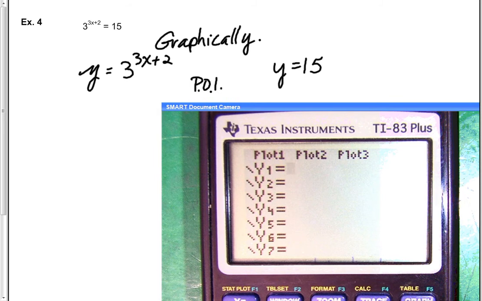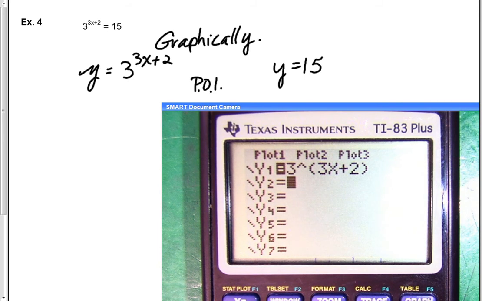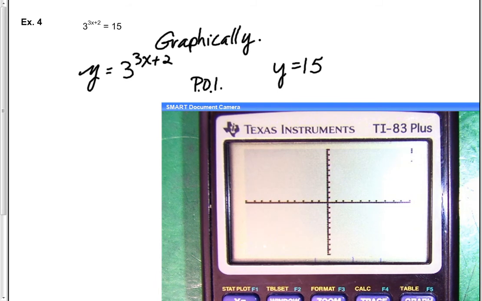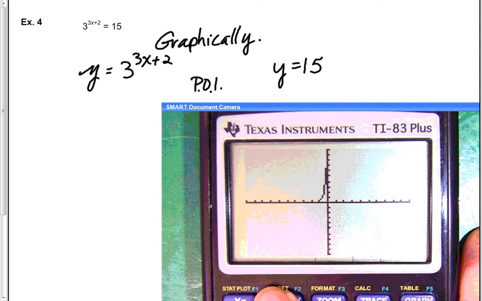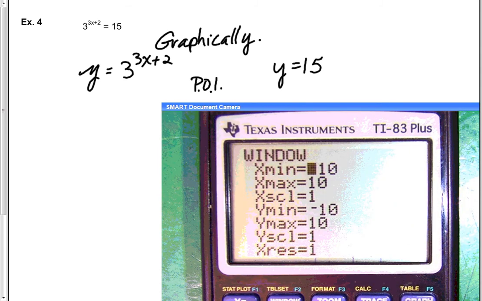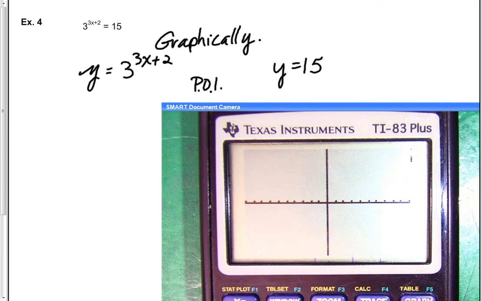So for my y1 equation, I want 3 to the power of bracket 3x plus 2 bracket. I want to see where it intersects with the line y equals 15. Now I need to think about my windows. I can see that exponential function, but I can't see the line y equals 15. So I definitely need to adjust my windows so that I can see more of y max. So I don't know, 25. That's an educated guess. I'll be able to see the line y equals 15.